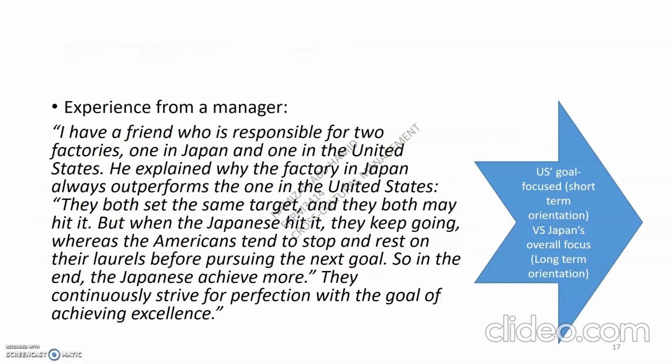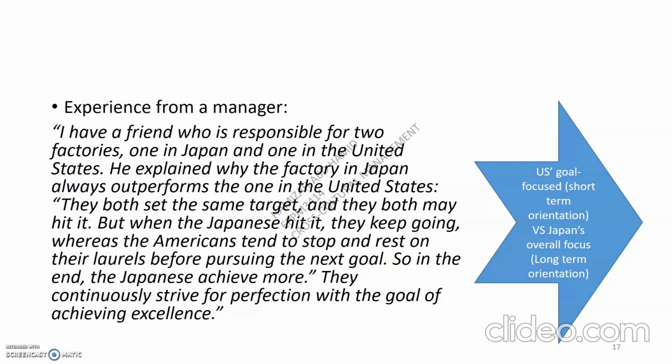This is another example from a manager, about a friend who has worked for a factory in Japan and the US. I have a friend who is responsible for two factories, one in Japan and one in the United States. He explained why the factory in Japan always outperforms the factory in the US. They both set the same target and they both may hit the targets. But when the Japanese hit it, they keep going, whereas the Americans tend to stop and rest on their laurels before pursuing the next goal. In the end, the Japanese achieve more.